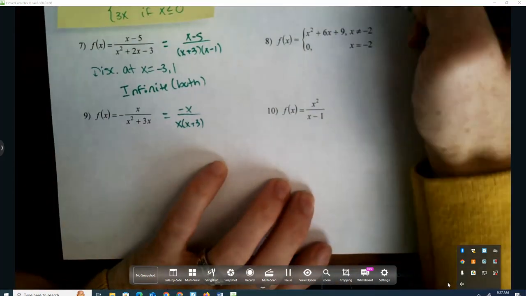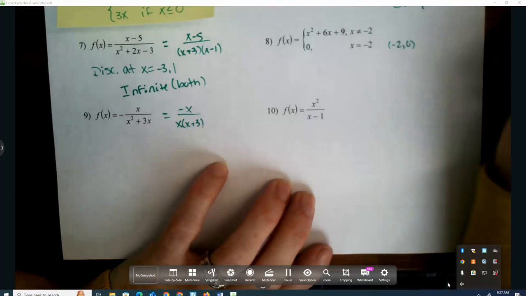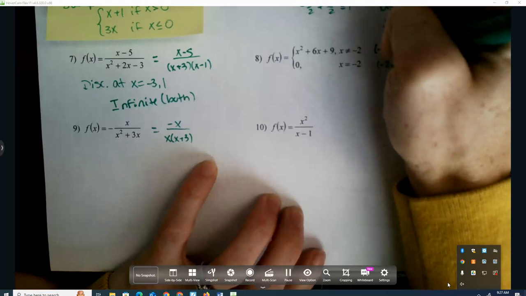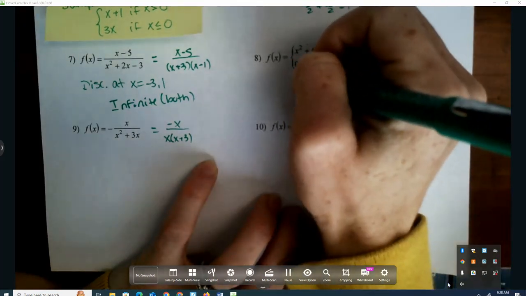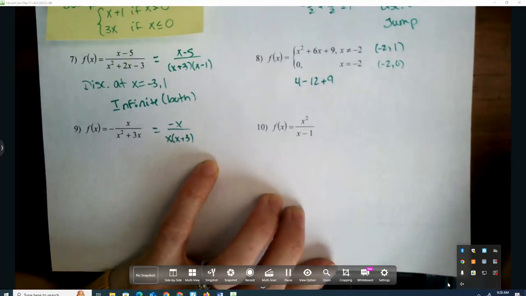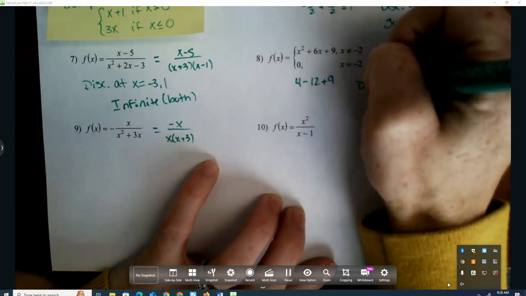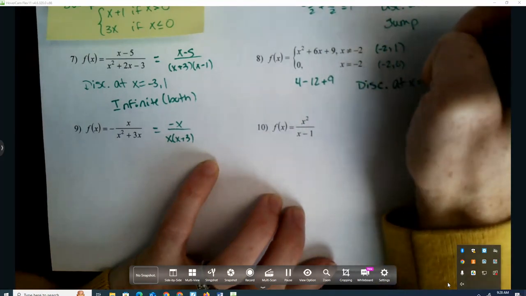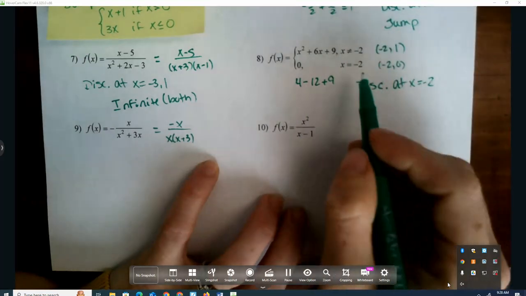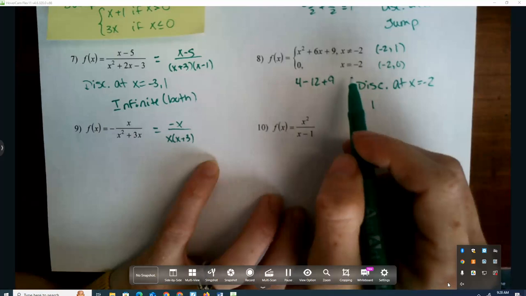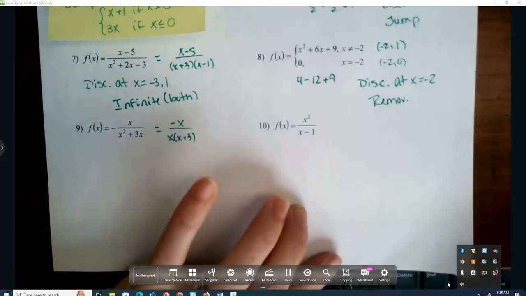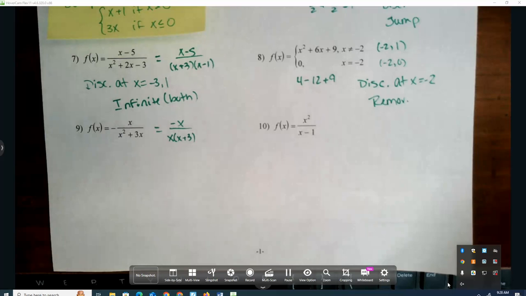When I look at number 8, this is negative 2, 0. First, we need to see if the pieces match up. So if I put a negative 2 into the top piece, we get 4 minus 12 plus 9, and that gives me 1. So they don't match up, so it's a discontinuity. What type would it be? When we have an equal and a not equal, removable. The not equal is just a hole on the graph, so holes are always removable.